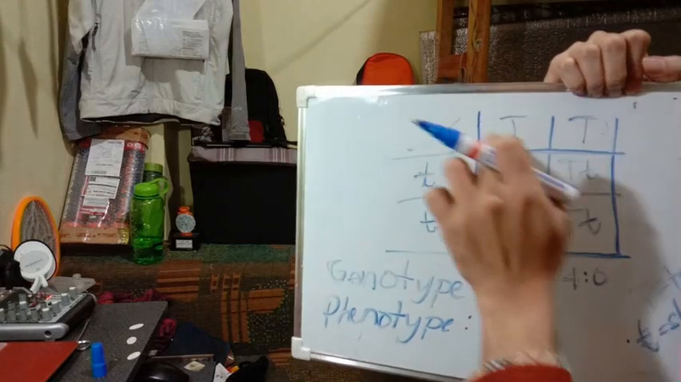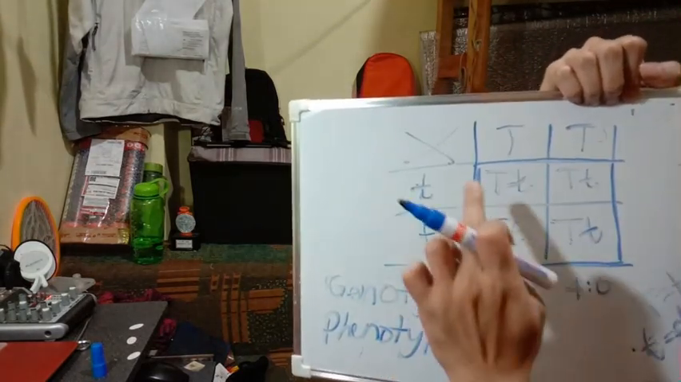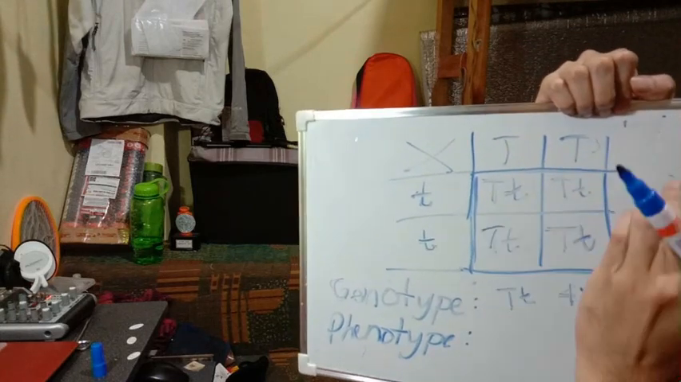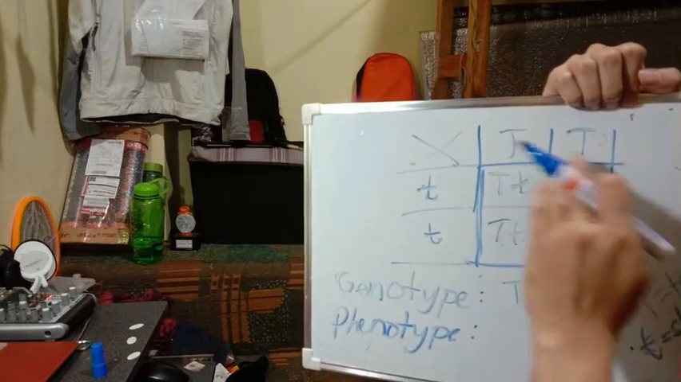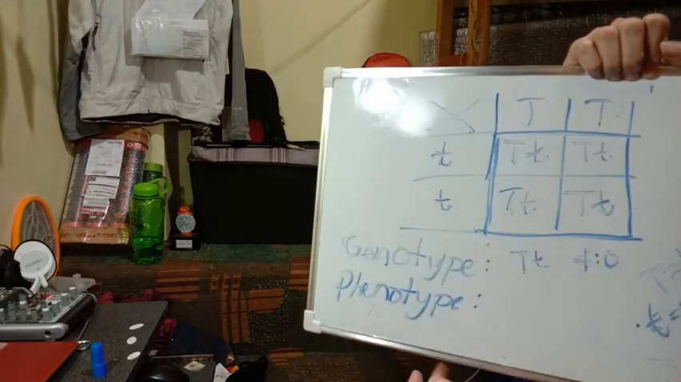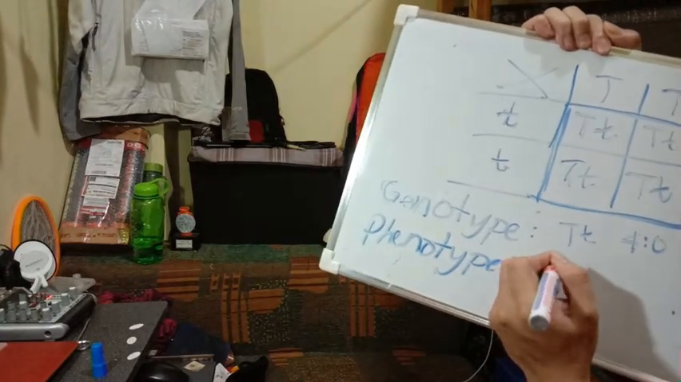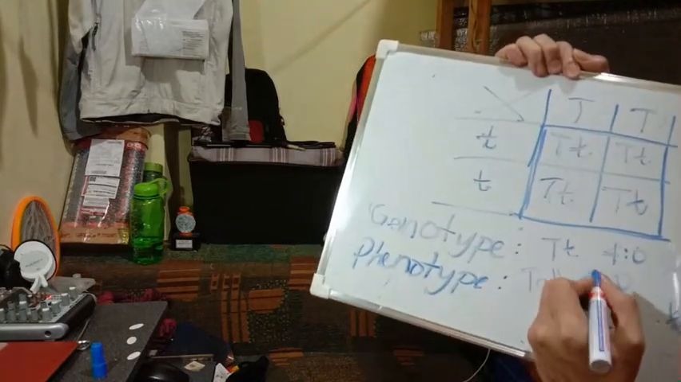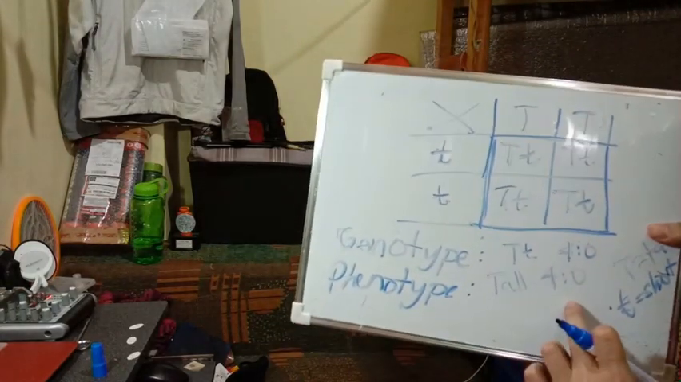Despite na merong father na pure na matangkad at merong mother na pure na pandak, ang chance pala na maanak nila, kung lalabas yung anak na isa, lahat yung chance niya matangkad. Alright? Matangkad lahat. So, therefore, ang phenotype, masasabi natin, tall. Kasi nga, interpretation na to. Tall. Tapos, 4 is to 0. Right? 4 is to 0. So, yun po yung ratio.